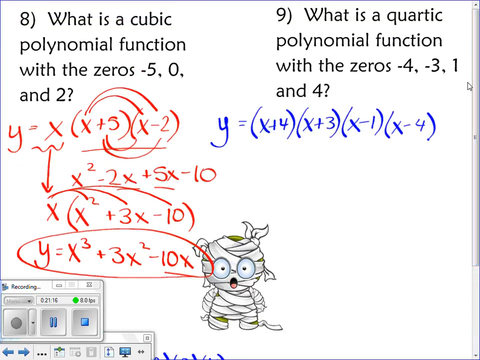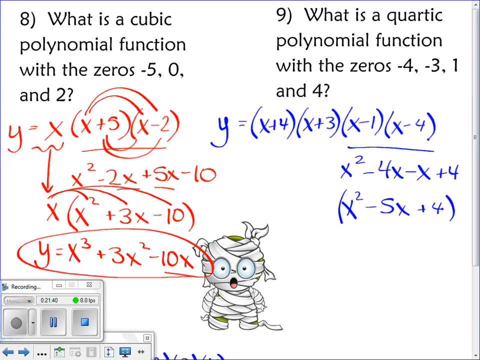So, lobster claw the front and lobster claw the back. By default, I always lobster claw the back first, so I'm going to start there. Yes, you could. All right. So here we go. So I'm going to go x squared minus 4x minus 1x plus 4. So x squared minus 5x plus 4. All right, so you're going to multiply the back two, multiply the front two.